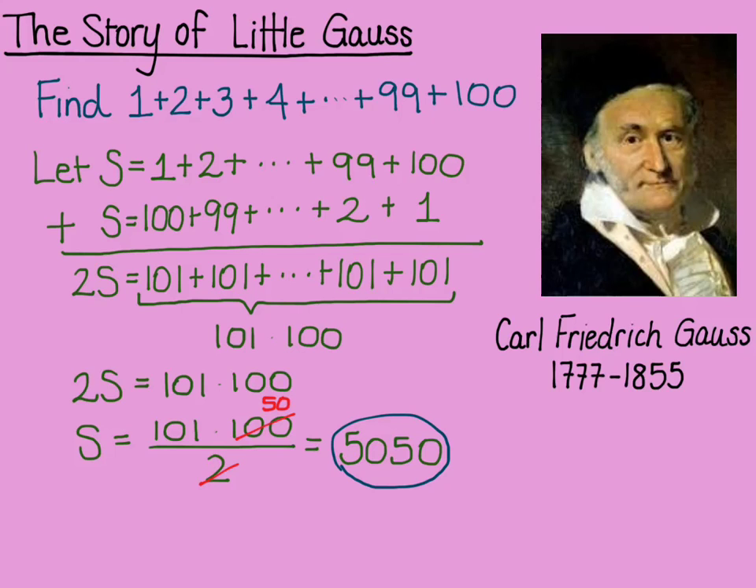Needless to say, the teacher was quite shocked with Gauss's solution. Most of the rest of the students had only started the problem, and Gauss had already come up with the answer. It turns out that later on in life, this teacher was one of the main influences of Gauss, and the teacher actually helped Gauss get his start as one of the world's most famous mathematicians.